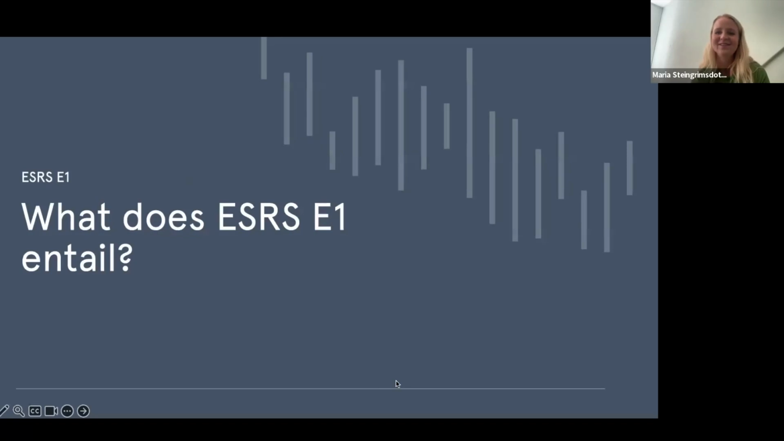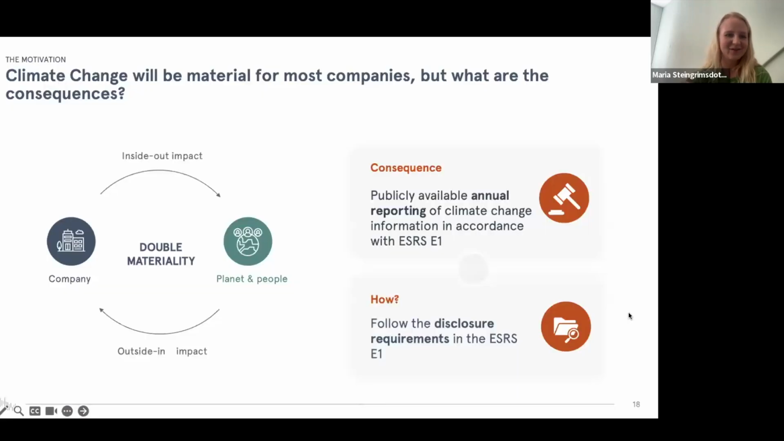Thank you, Minna, for this really good introduction to the ESRS. I will now focus on ESRS E1 and what that standard entails. So climate change will be material for almost all companies. Next slide, please. Thank you. So climate change will be material for most companies, but what are the consequences of that? We will get to that.